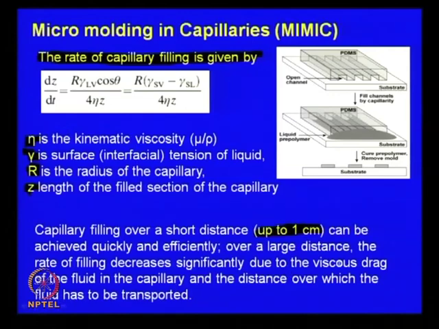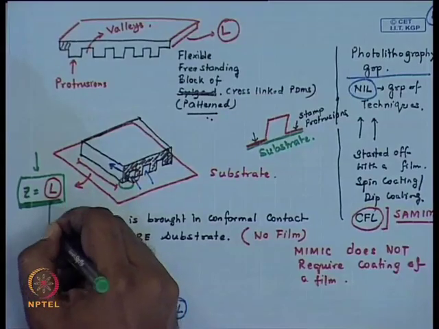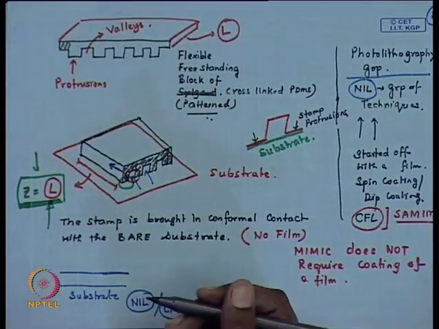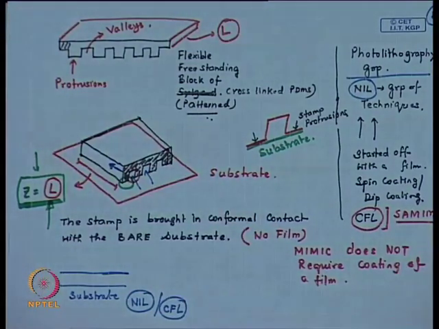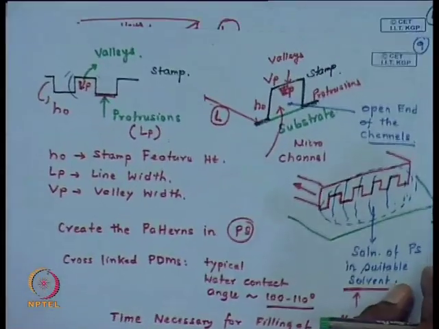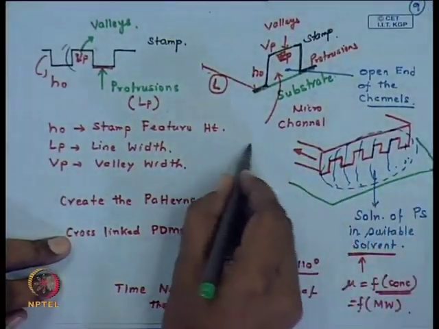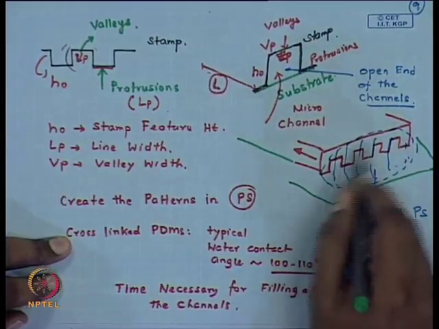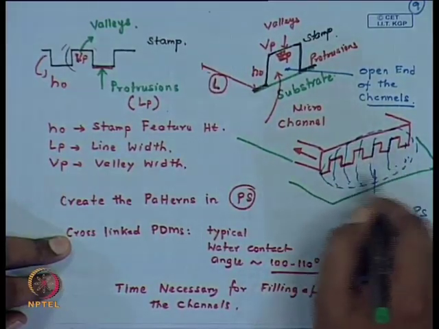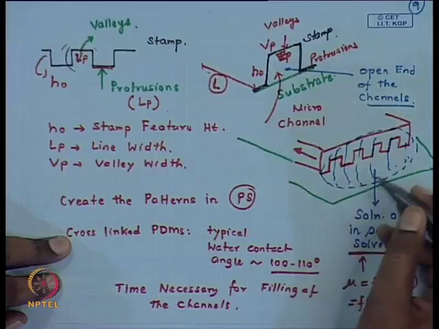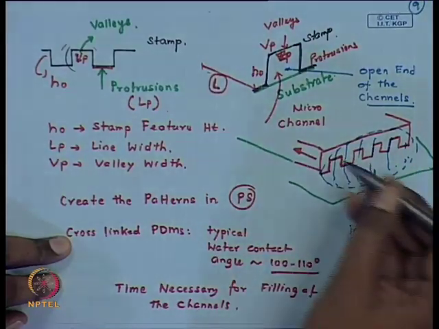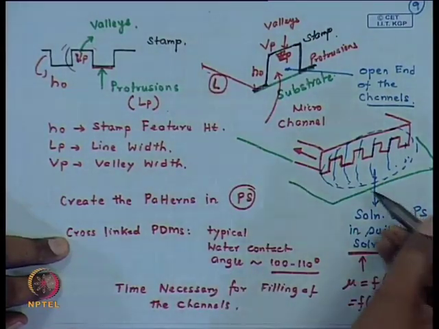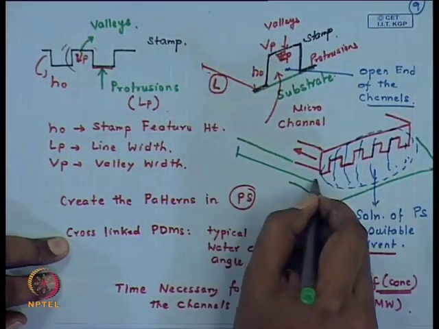So, in other words, if you have L to be very large, this is one of the limitations or constraints of the micromolding in capillary process we are now referring to, that you are dispensing the polymer solution at one of the ends, and in order to make a perfect negative replica of the entire stamp, it has to travel all the way along the entire length.